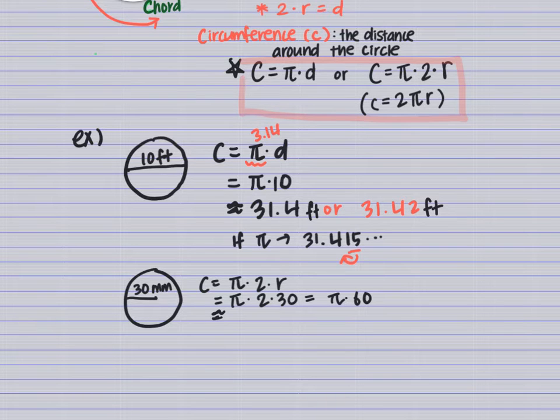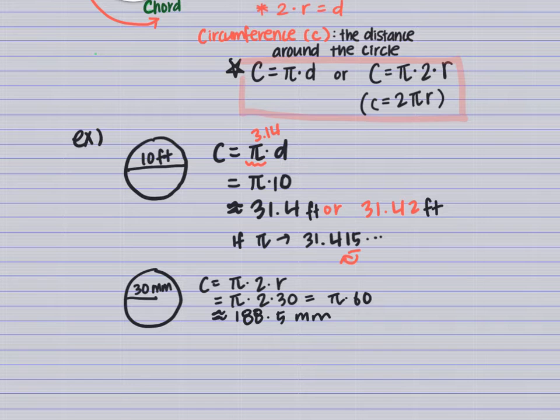Okay, it's going to come out as about 188.495. So I'm just going to say 188.5 millimeters. If you used just the regular 3.14, then you're going to have 188.4. I just used the pi symbol, so it's going to be 0.5 more. Those slight differences are going to be okay.